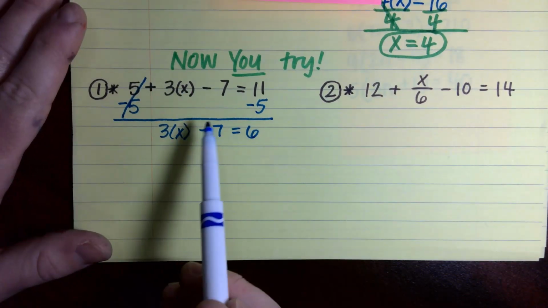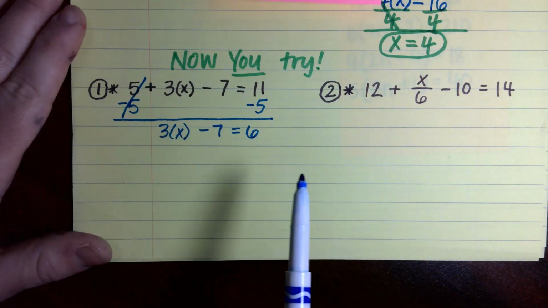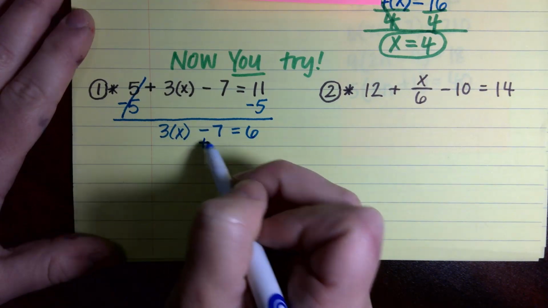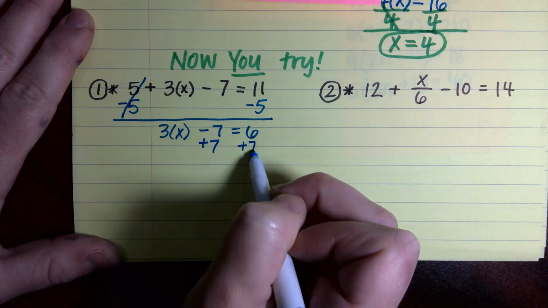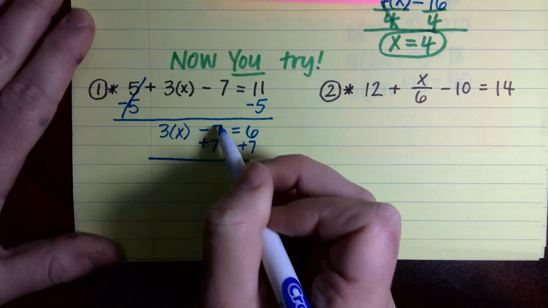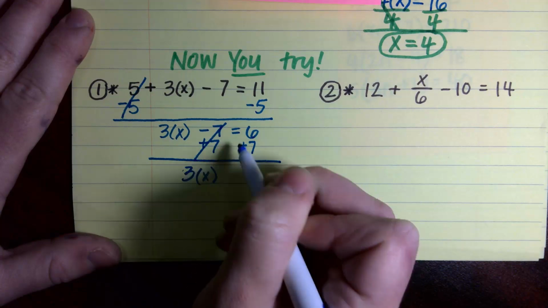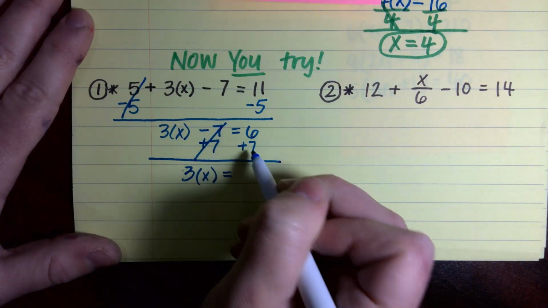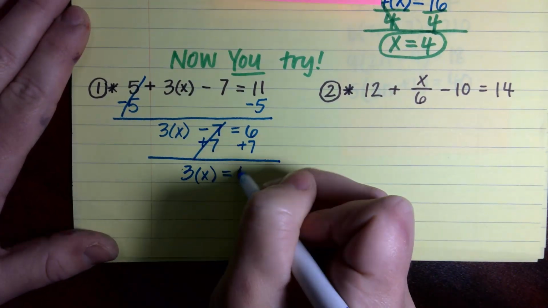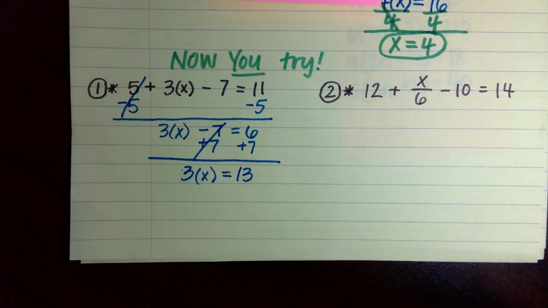So let's get rid of this minus 7. What do I need to do here? Plus 7 on both sides. 7's cancel. I'll bring down 3 times x equals, what is 6 plus 7? 13. All right. Now I have 3 times x equals 13.